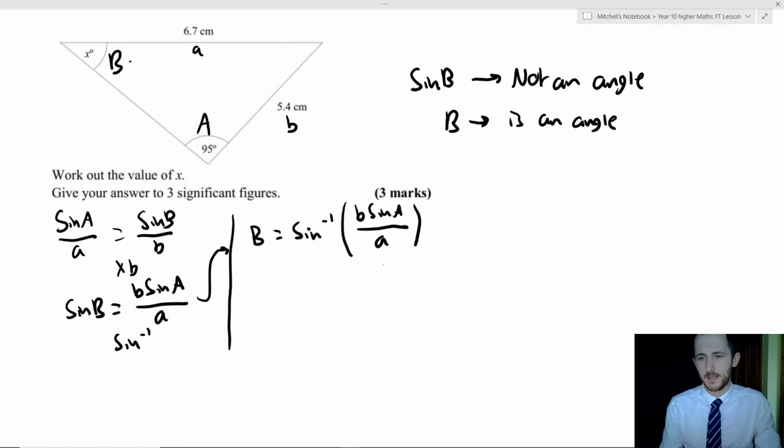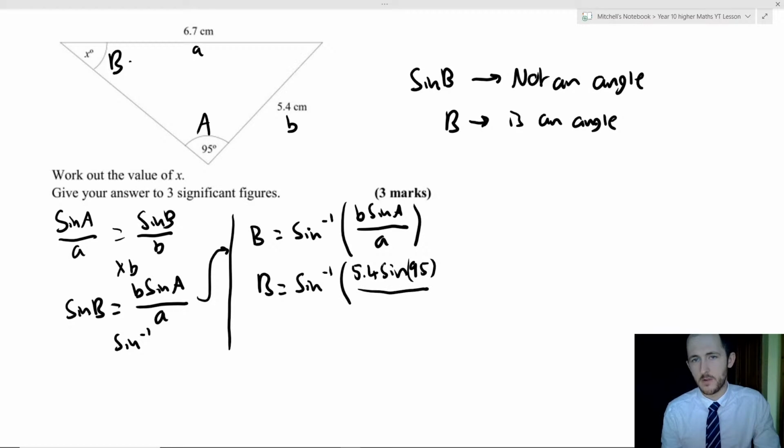Okay? So we have B equals, now let's substitute those numbers in. Inverse sine, lowercase b is 5.4. Then sine of big A, which is 95 degrees. And again, I'm going to put those in brackets too. Over lowercase a, which is 6.7. And I shove that in my calculator, exactly as it looks.